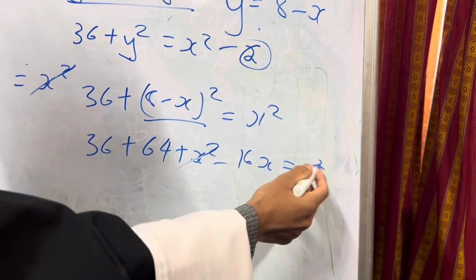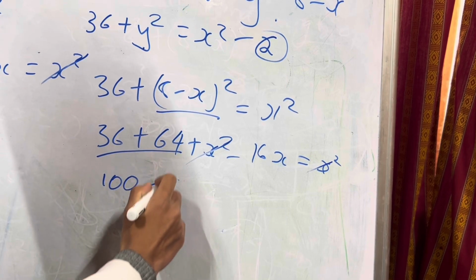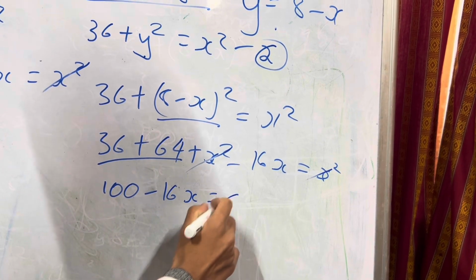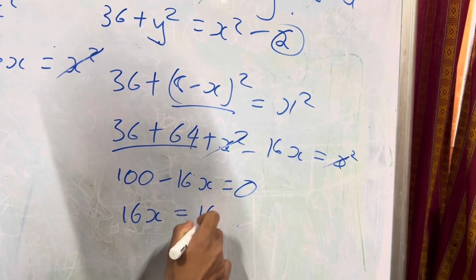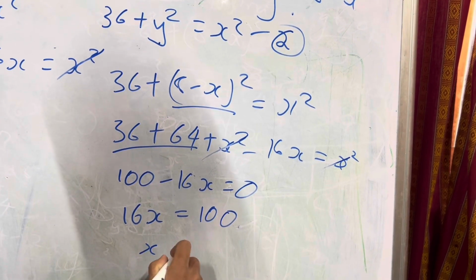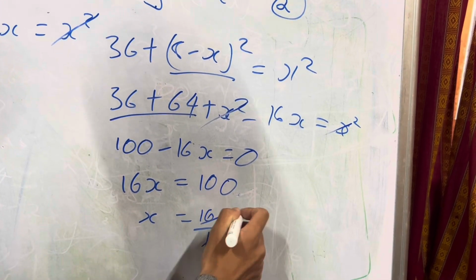Now X square and X square will be cancelled. 36 plus 64 will give us 100 minus 16X equals 0. We'll take 16X over to the other side. 16X is equal to 100. X is equal to 100 over 16, which simplifies to 25 over 4.